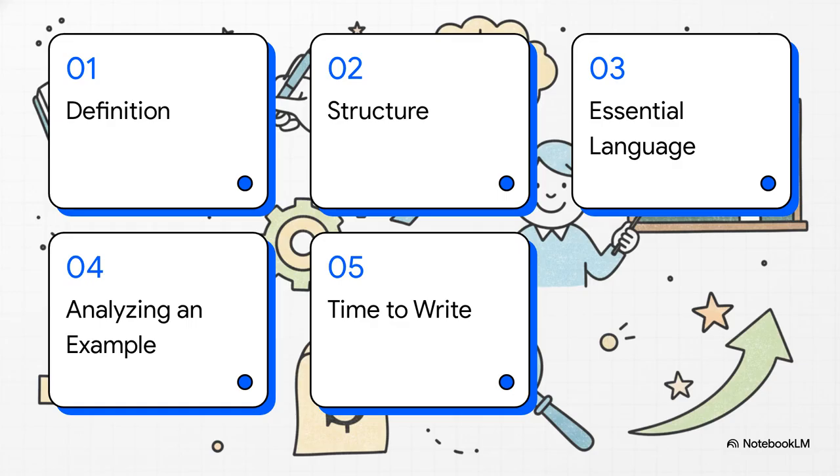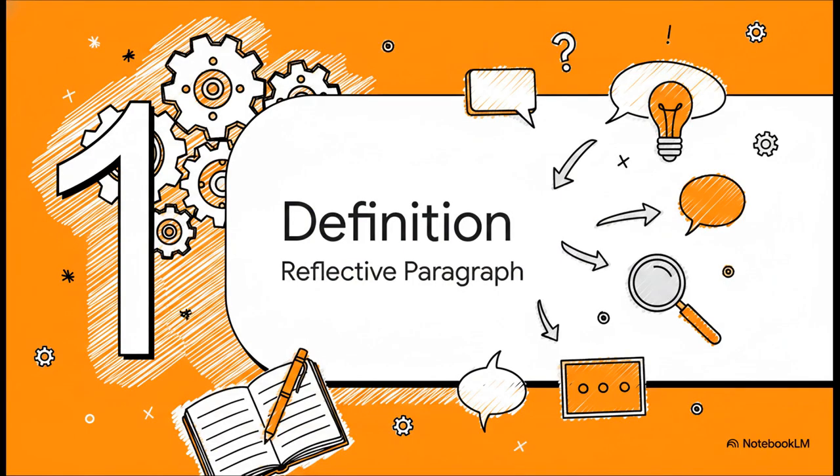So here is our game plan for this explainer. First, we'll nail down exactly what a reflective paragraph is. Second, we're going to map out the structure. Third, we'll grab some essential language tools. Fourth, we'll tear apart a real-world example to see how it ticks. And finally, section 5, it'll be time for you to actually get writing. Okay, let's dive right in.